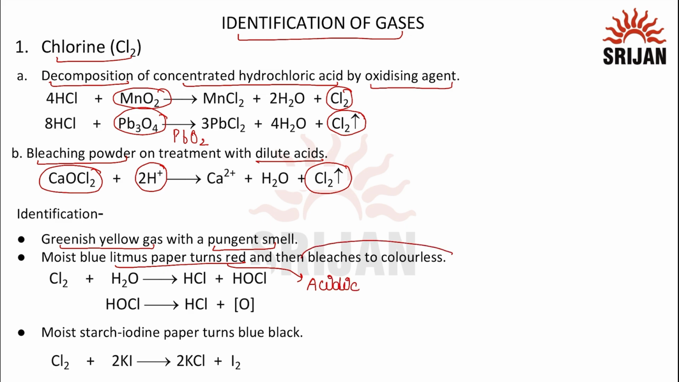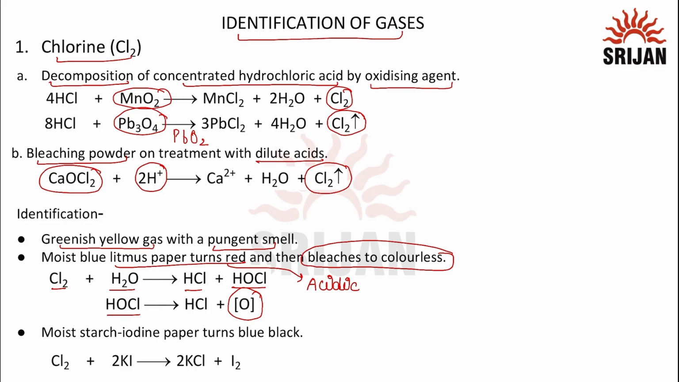It can turn colored matter to colorless. This is due to the formation of nascent oxygen. This nascent oxygen is formed when chlorine reacts with H2O and we get HCl and HOCl. This HOCl then undergoes decomposition to give HCl and nascent oxygen.